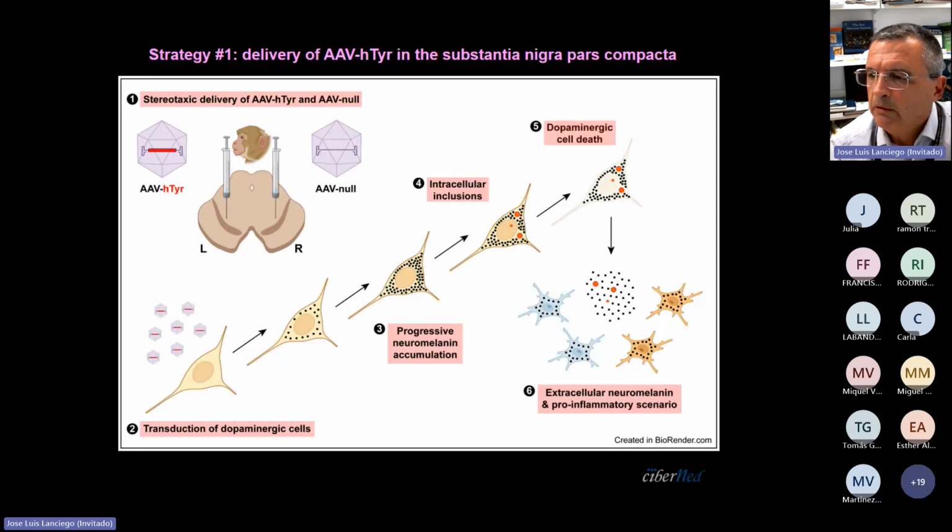Upon delivery to the substantia nigra of rats, the substantia nigra becomes pigmented, Lewy bodies appear, neurons start to degenerate, and so on. At the beginning, what we just did was upgrade Miquel's model from rats to non-human primates. As you can see, we deliver the AAV coding for human tyrosinase into the nigra. These neurons get pigmented over time. At some point they exhibit Lewy bodies, and once these neurons die, neuromelanin goes extracellular, and so on. This is what we have done in the past.